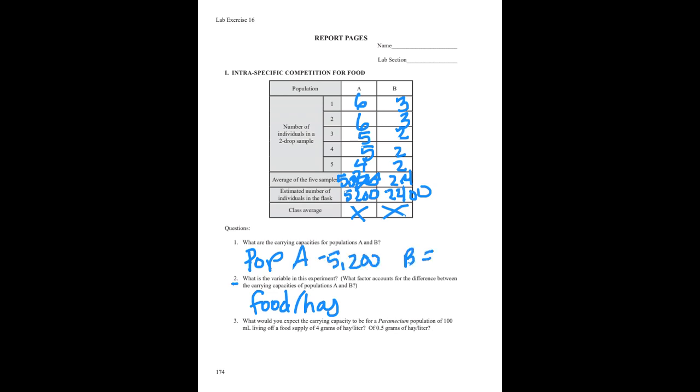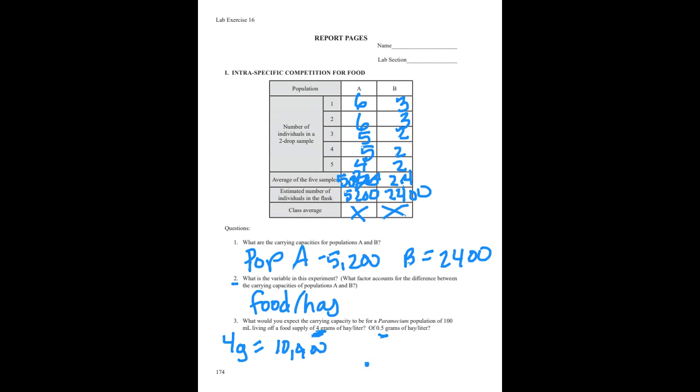What would you expect if you gave them 4 grams of hay? So that would be giving them twice as much as A had. If you gave it twice as much hay, it's going to be 2 times as big. I'm going to say it's going to be about 10,400, right? 5,200 times 2. If A had 2 grams, if we give it 4 grams, it's going to get doubled. If it only had a half a gram, it's going to be half the size of B. So 0.5 grams is going to be about 1,200.